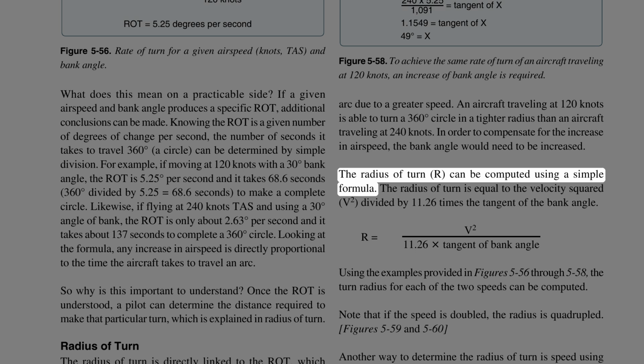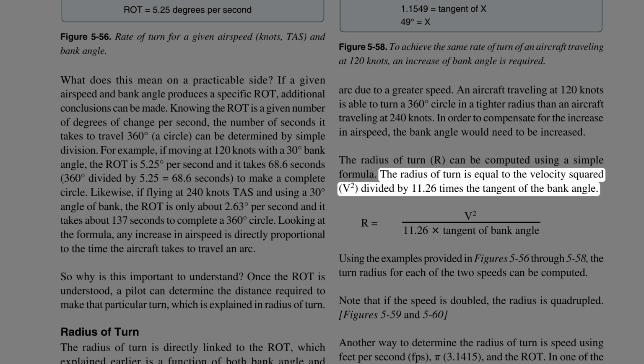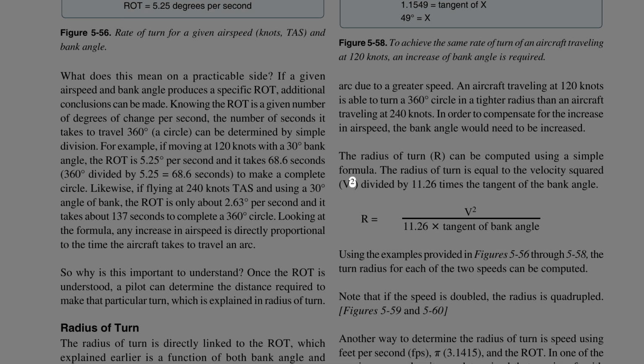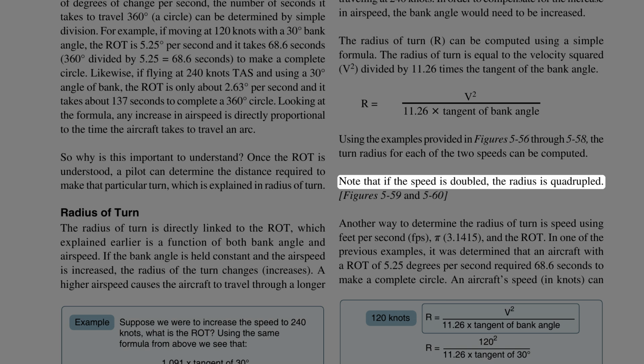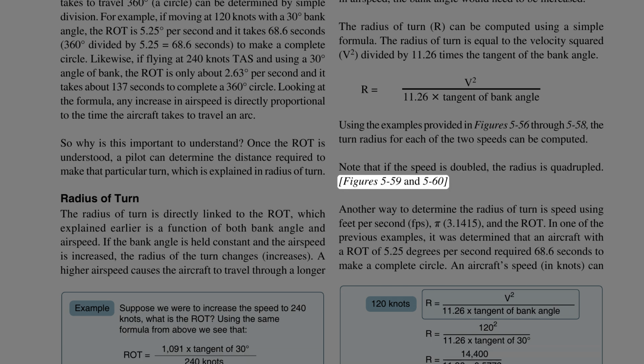The radius of turn, r, can be computed using a simple formula. The radius of turn is equal to the velocity squared, V², divided by 11.26 times the tangent of the bank angle. Using the examples provided in figures 5-56 through 5-58, the turn radius for each of the two speeds can be computed. Note that if the speed is doubled, the radius is quadrupled. Figures 5-59 and 5-60.